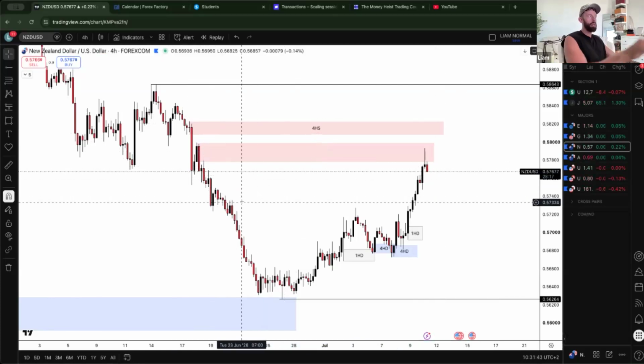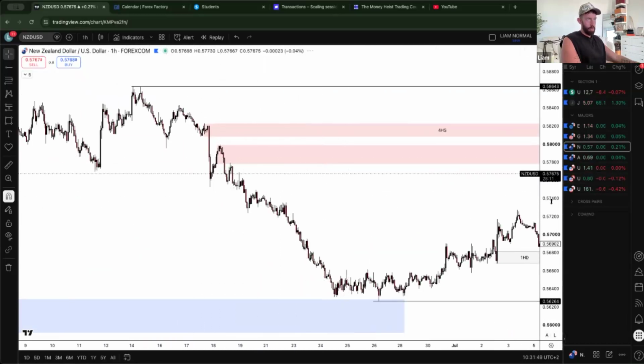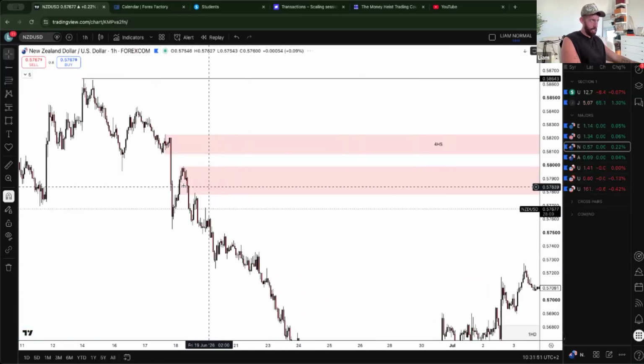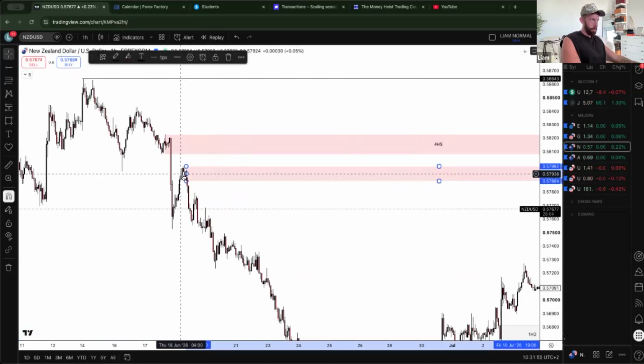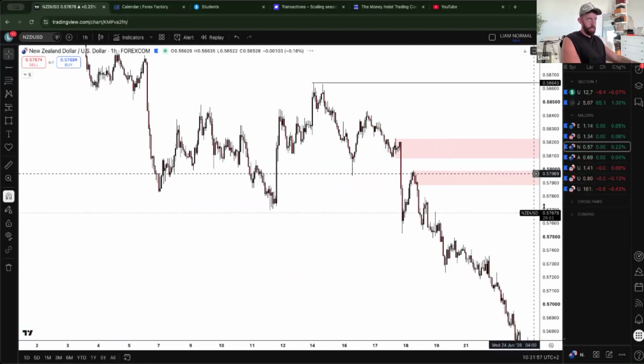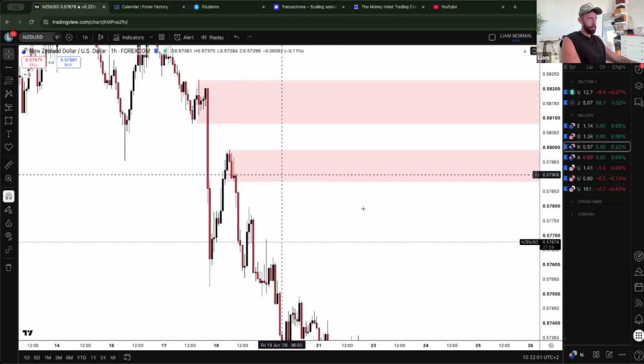So if we go to a lower time frame, we might be able to see that there's a 1 hour or a 15-minute supply or imbalance above this area. So as you can see, we have imbalance here. So that's where market, if you just zoom in, you guys should be able to see that. We had imbalance here.